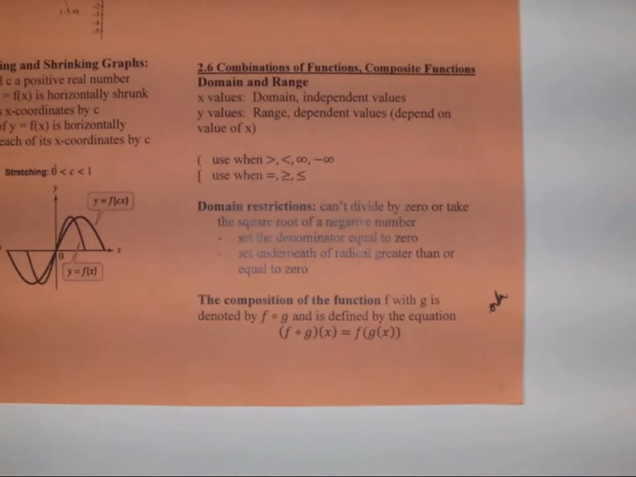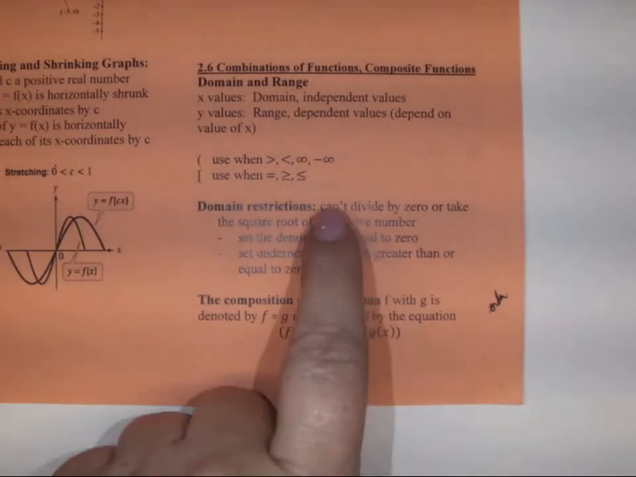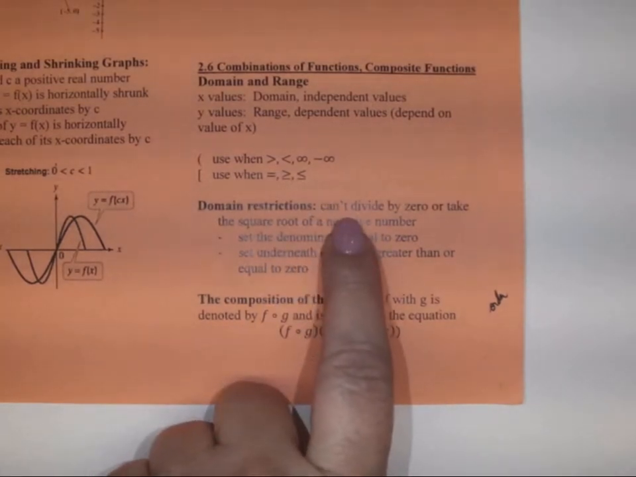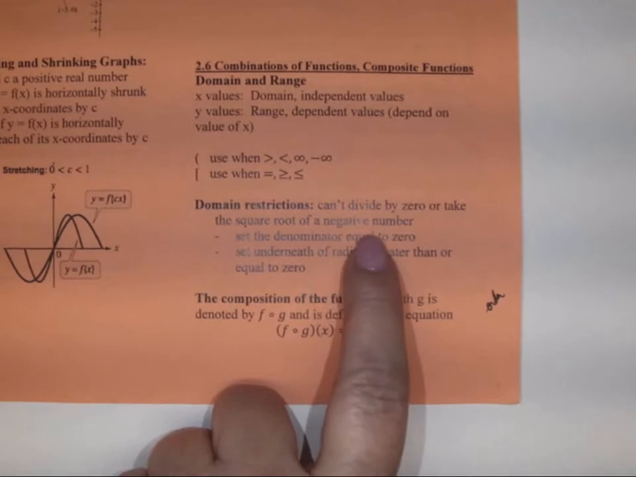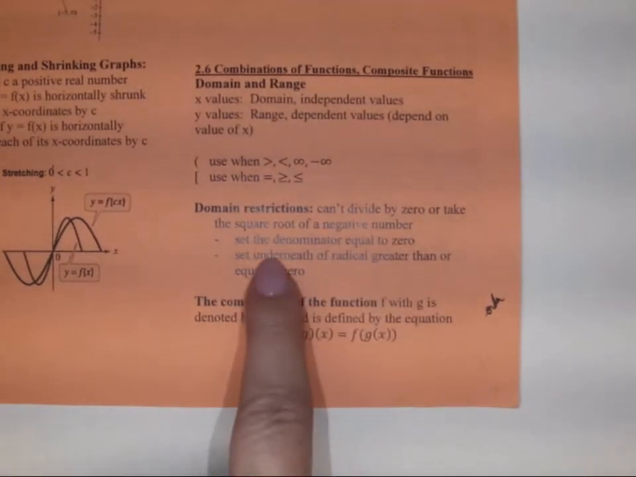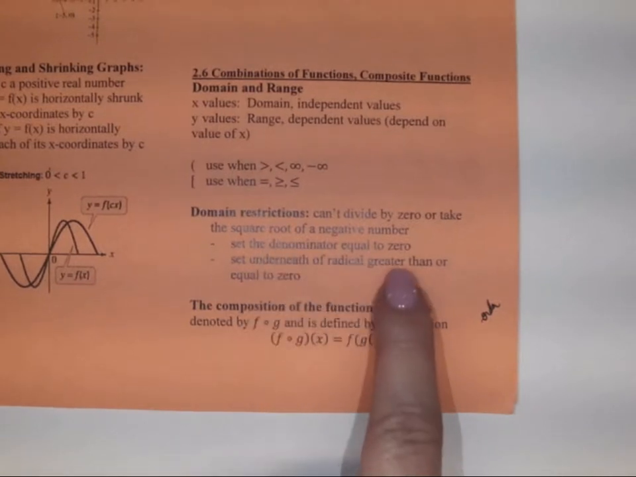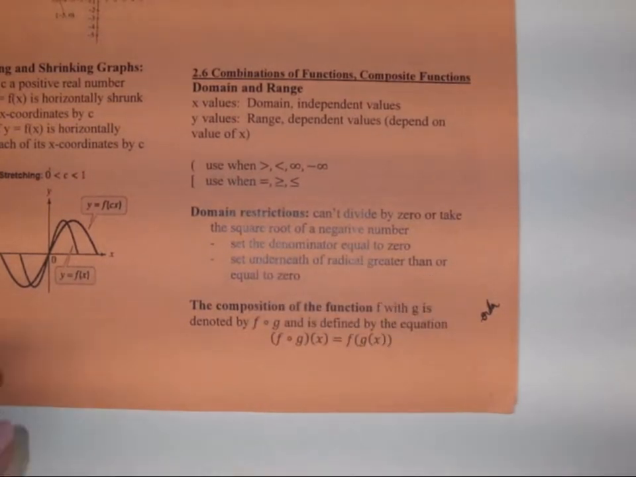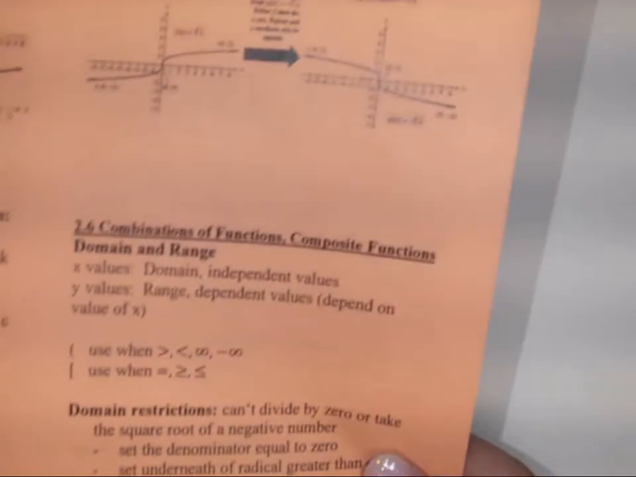There are a few domain restrictions. Remember, you can't divide by 0 or take the square root of a negative number. You want to set the denominator equal to 0 and set underneath of the radical greater than or equal to 0, depending on what they are. So let's go look at these first. We'll look at our first example.